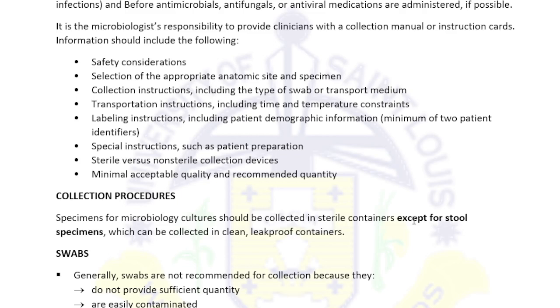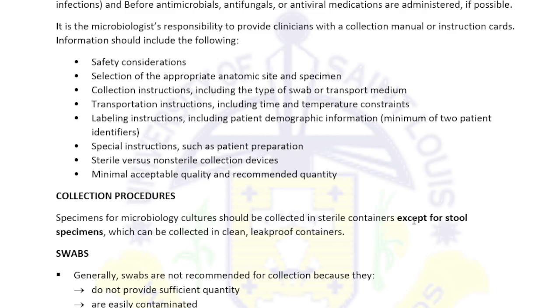As long as that should be a clean and leak-proof container for stool sample. So, yun by swab. Have you seen yung cotton buds? Parang ganun yung swab usually na ginagamit natin, pero mahaba yung wooden part. Generally, swabs are not recommended for collection because they do not provide sufficient quantity, are easily contaminated, and can become dried out, leading to loss of organism. Lalong-lalo na kapag it takes too much time from collection to transport. So swabs are not recommended.